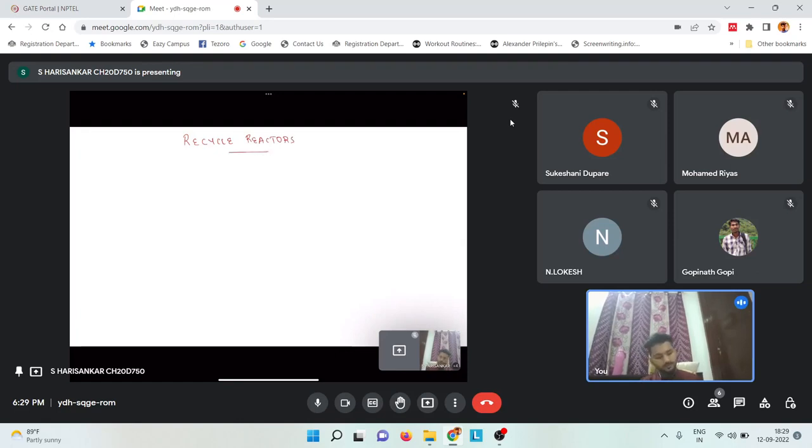A recycle reactor is basically, you know what a recycle means, right? It is just taking a portion of the product and recirculating it back into the reaction system. Let's say this is our PFR and this is our product on the right side. We take a part of this and recycle it back into the PFR reactor. So this is a recycle reactor.